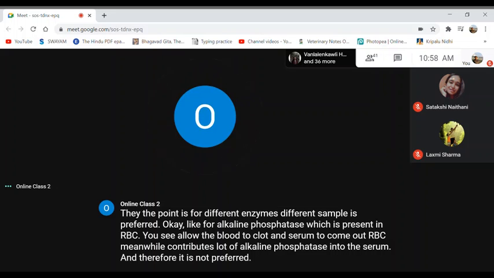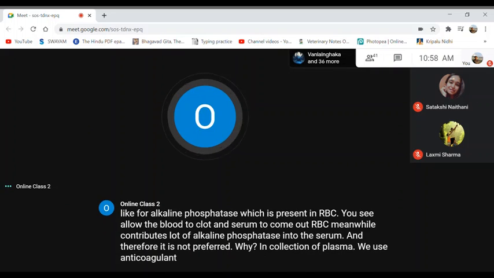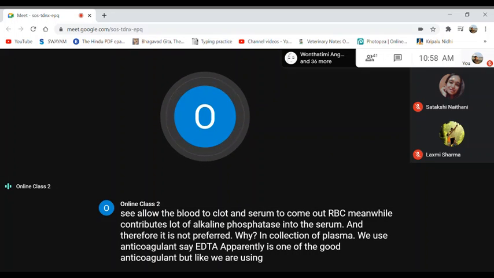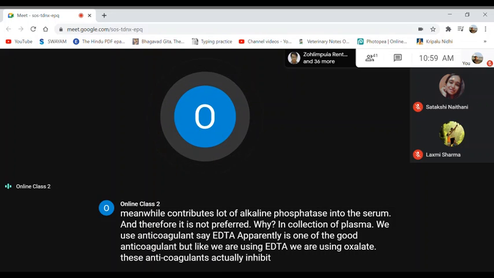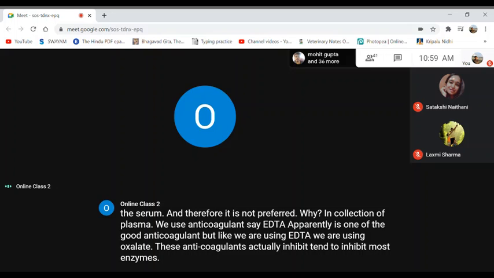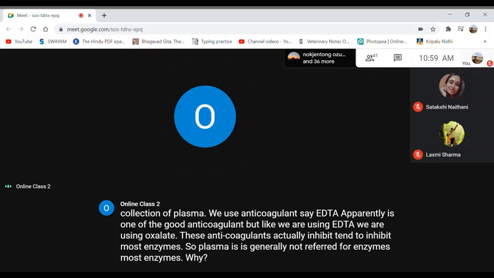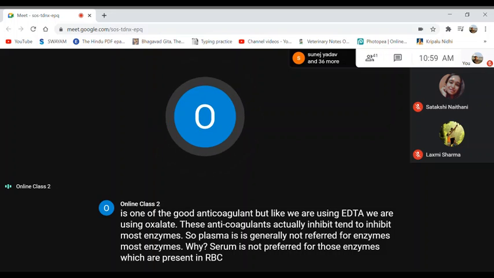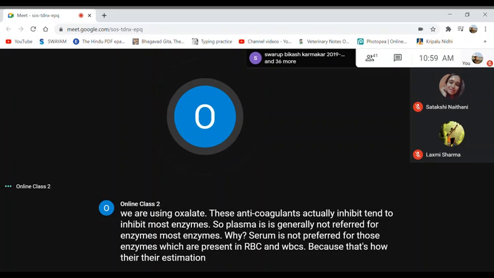While in collection of plasma, we use an anticoagulant, say EDTA. Heparin is one of the good anticoagulants, but like we are using EDTA, we are using oxalate. These anticoagulants actually tend to inhibit most enzymes. So plasma is generally not preferred for most enzymes, while serum is not preferred for those enzymes which are present in RBC and WBCs, because that's how their estimation becomes higher.